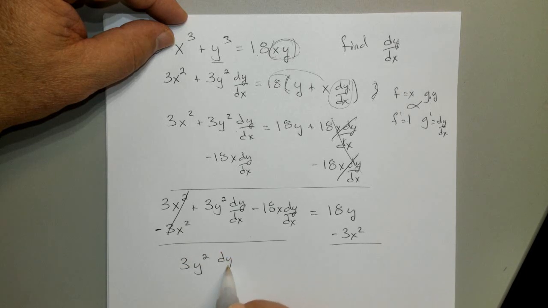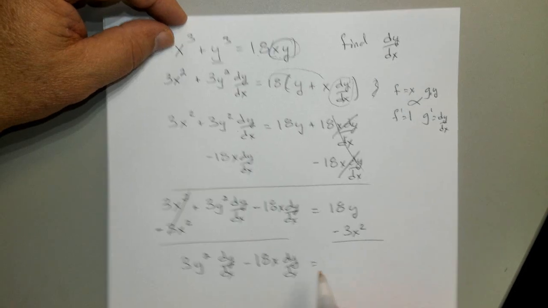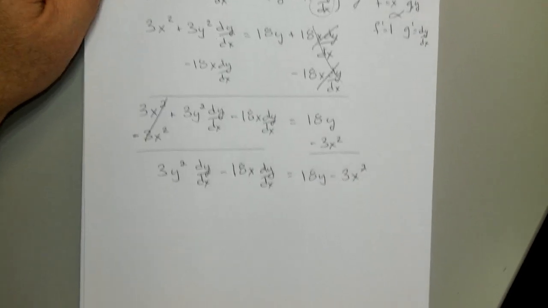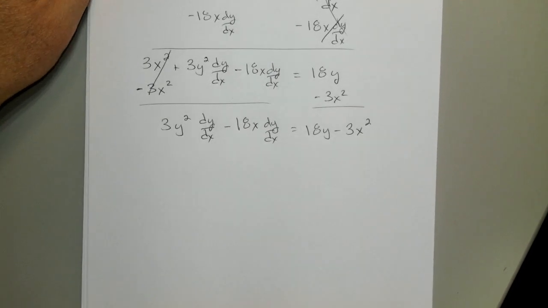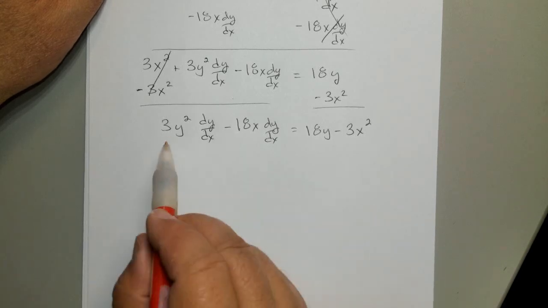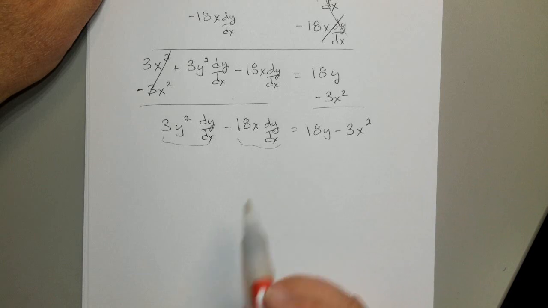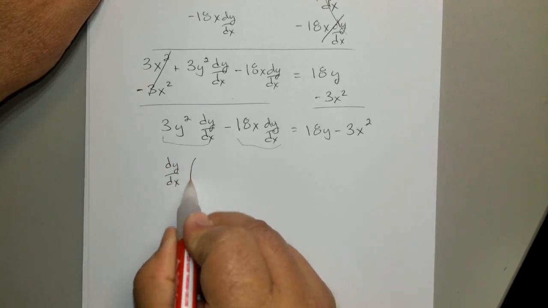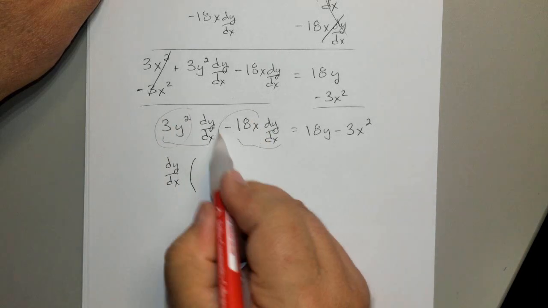3y squared dy dx, 18x dy dx, equals 18y minus 3x squared. Since both of these terms have dy dx, we can factor it out, leaving just the coefficients.